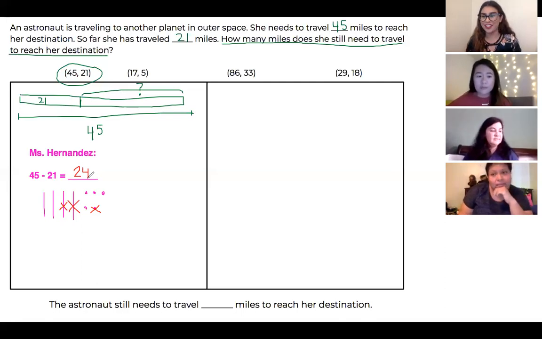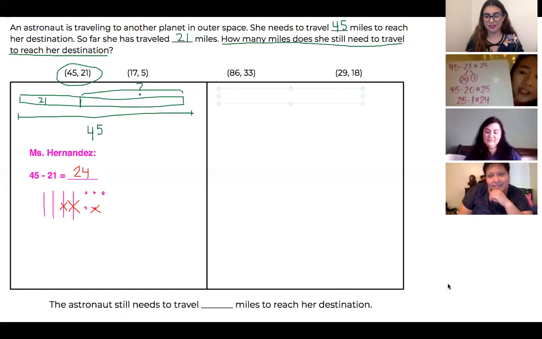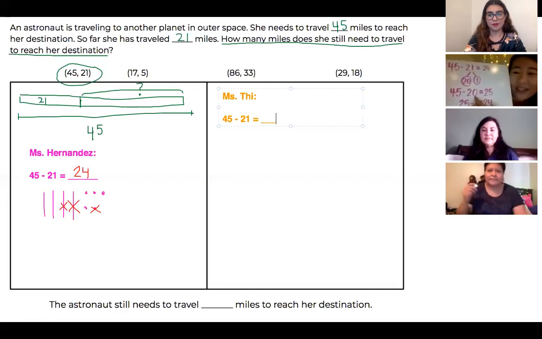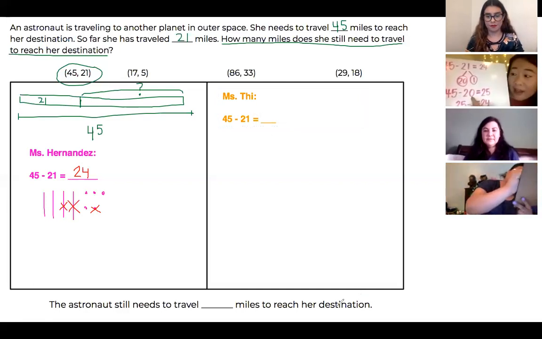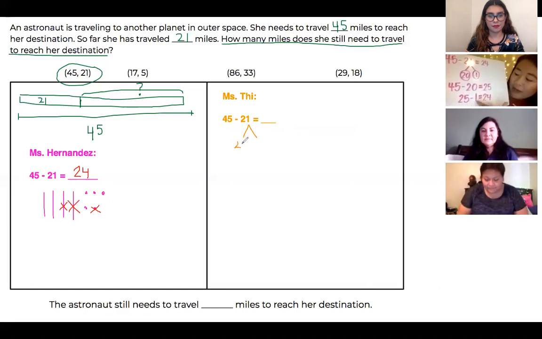All right, thank you for your strategy, Ms. Hernandez. And let's see, Ms. T, can you give us a second strategy so that we can compare? Yeah, so I actually did a friendly number strategy. I did 45 minus 21 as well, but because I noticed that 21 is made out of 20 and 1, I subtracted 45 minus 20 first, because I think that's an easier number for me to subtract in my head, because I know 45 take away 2 tens would be 25. And then after that, I took the leftover 1 and I did 25 minus 1 equals 24. And so I got 24.